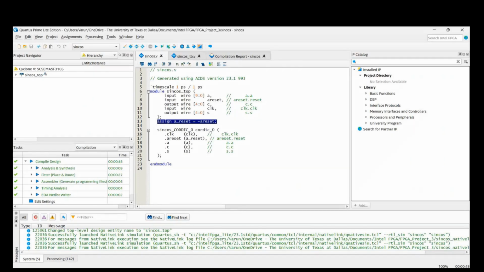Today, we will learn how to use an IP on the Terasic board to calculate trigonometric sine and cosine functions. So let's begin. As always, we started by making the project, then we selected the CORDIC sine cosine calculating IP to generate the Verilog script.